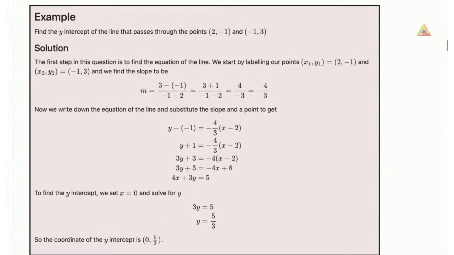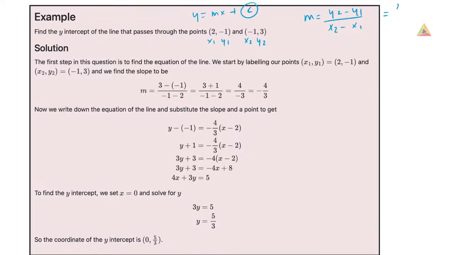Okay. Now, find the y-intercept of the line that passes through the points (2, minus 1) and (minus 1, 3). So first of all, we need to find the slope of the line, then the equation of the line, and then we need to get it in the format y is equal to mx plus c. c is the y-intercept, okay? So we need to get the slope first of all. So the slope is m is equal to y2 minus y1 over x2 minus x1. So this is x1, y1, x2, y2. So let's put that into the formula.